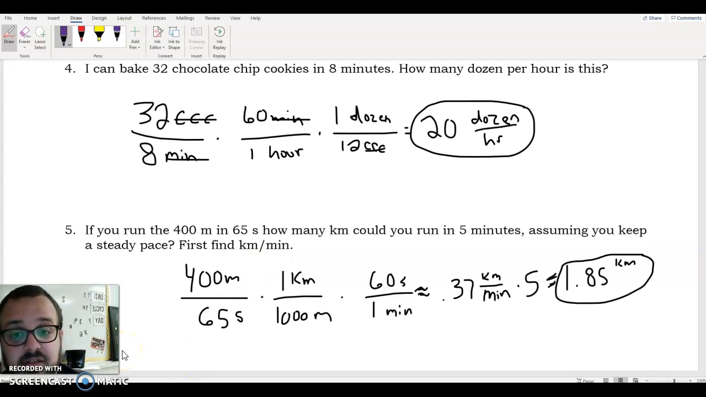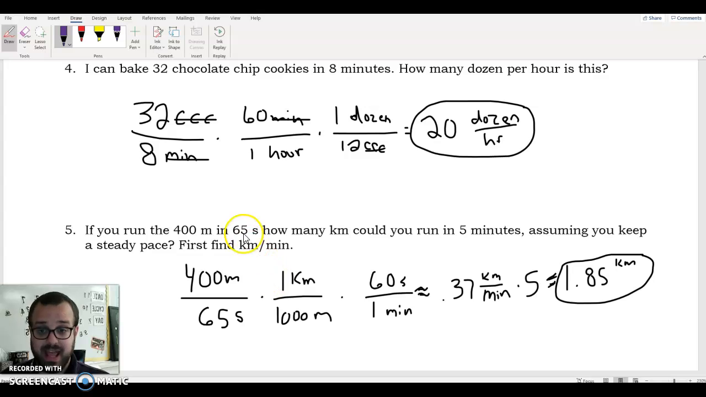All right, back with my answers of my work. So I took 32 chocolate chip cookies over 8 minutes, multiply by 60 minutes in an hour, then multiply by 1 dozen is 12 chocolate chip cookies. My chocolate chip cookies canceled out, my minutes canceled out. I would end up with dozens per hour, which is exactly what I want. Multiplying that out, I got 20 dozens in an hour, okay?